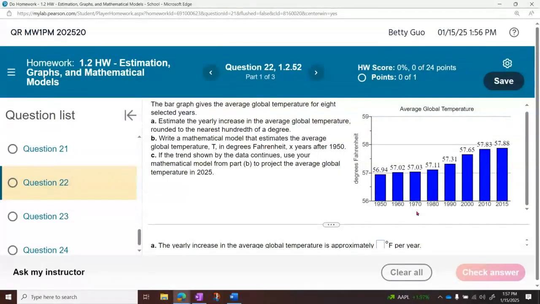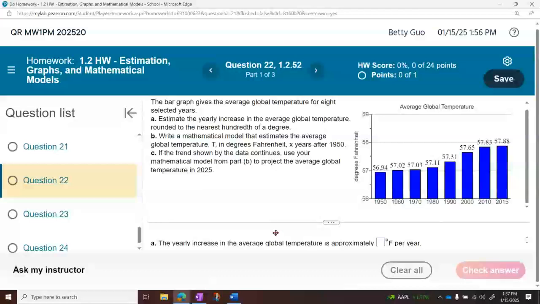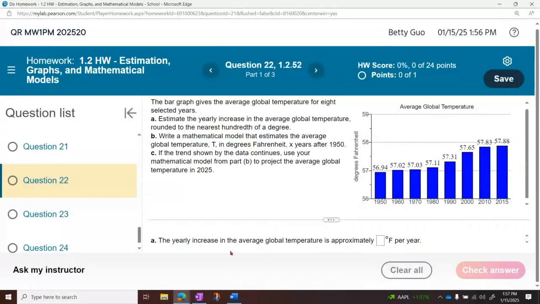Okay, it is very similar to the problem we just had. It has three parts here, guys. First part, you have 2 minutes. Now is 57. I'm gonna check on you in 2 minutes. Part A, you need to find the yearly increase in the average global temperature per year. Okay, I'll give you 2 minutes. If you have no idea how to do it, look at the example we just did.